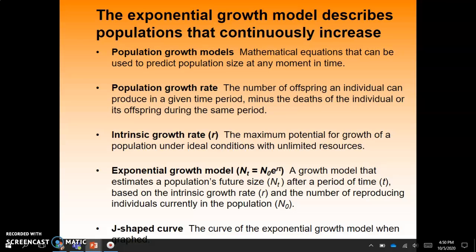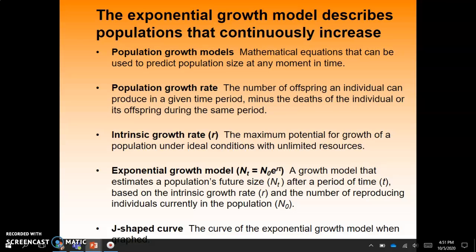So the growth rate is basically the birth rate minus the death rate. If you have more births than you have deaths, your population will increase. If you have more deaths than you have births, then your population will decrease. The intrinsic growth rate is the maximum potential for growth of a population under ideal conditions with unlimited resources. So that is a perfect world. There's plenty of food, there's plenty of resources. That would be the ideal growth rate for a population.